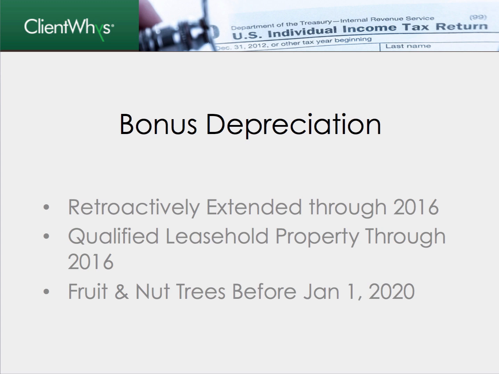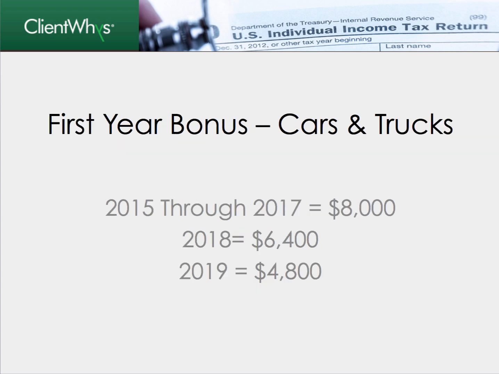All right, next up we have an interesting provision here. As I just got through mentioning, for the years that we had the bonus depreciation, the first year luxury auto limit was always increased by $8,000. Well, even though the bonus depreciation has only been extended for 2 years, they're extending the first year bonus for cars and trucks in 3 categories here. So for 2015 through 2017 they're going to leave it at 8,000, and then for 2018 they're going to start phasing it out, drops down to 6,400, then 2019 it drops to 4,800.